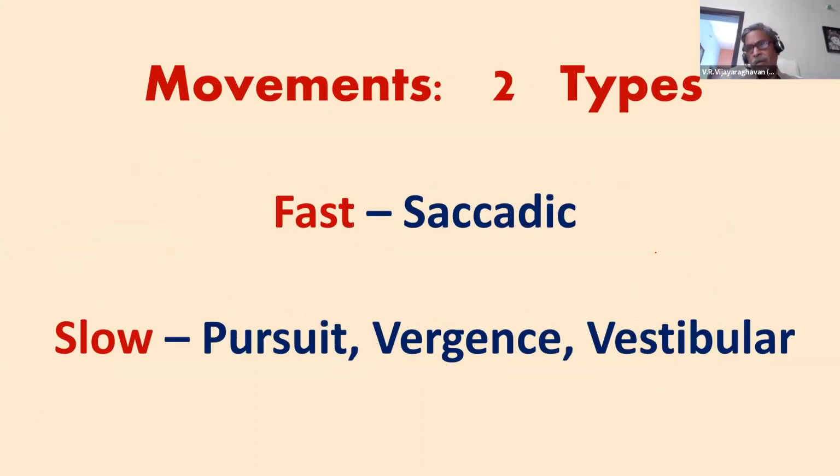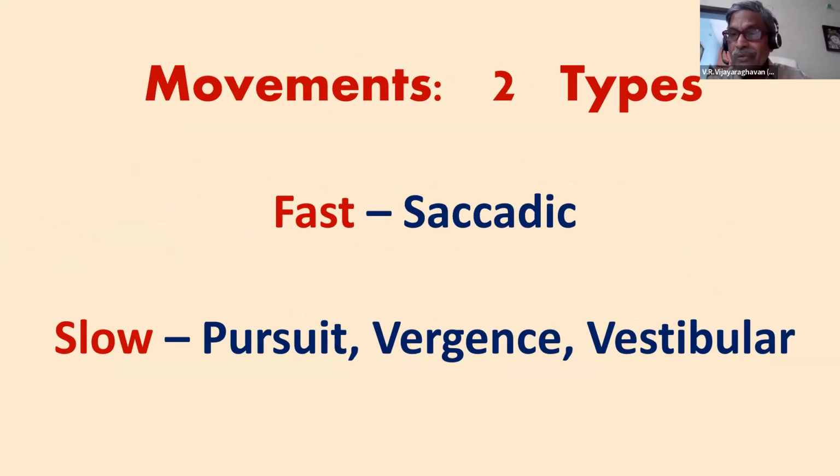Now I'll tell you. When you talk about eye movements, there are two types. One, the eyes moving very fast. Suppose an object is at my left extreme and I want to fix on it properly. I will move my eyes very fast. That is called saccades. Saccadic means a fast movement.